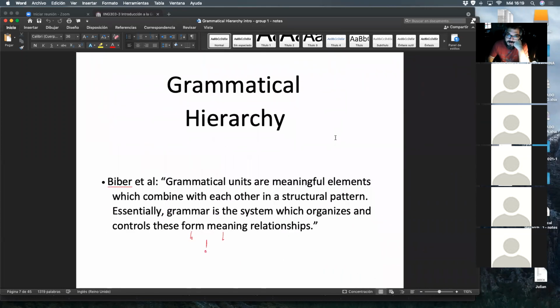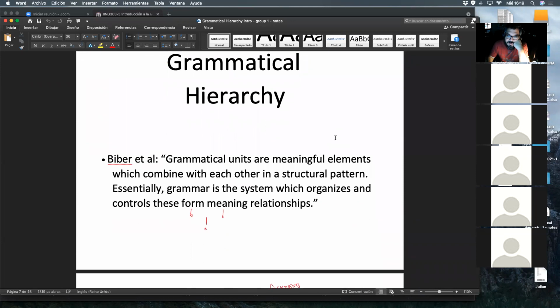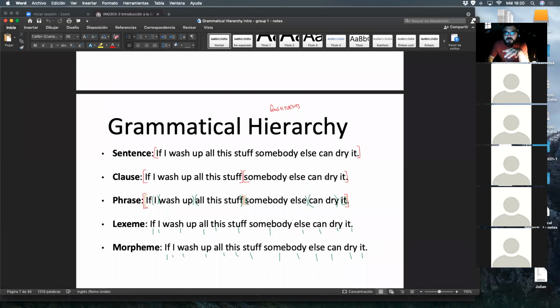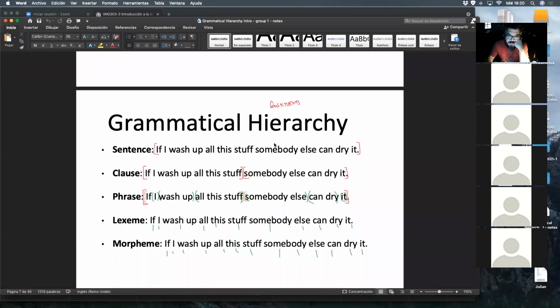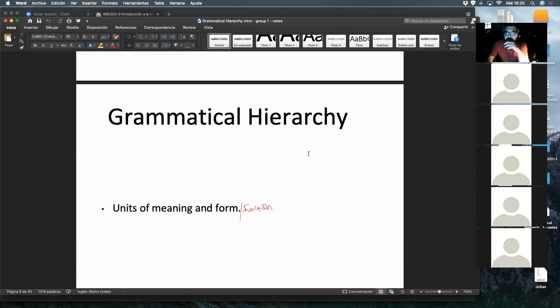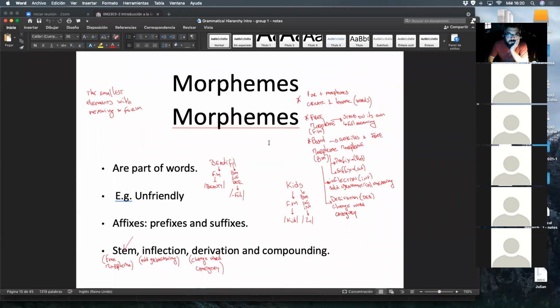Grammatical hierarchy by Biber et al. Then we talked about grammatical units. Grammatical units are meaningful elements which combine with each other in a structural pattern. Then we talked about the grammatical hierarchy, the way in which we divide language into five different stages: morpheme, lexeme, phrase, clause, and sentence. Then the grammatical hierarchy with units of meaning and form and also function. Then the morpheme, the smallest element with meaning and form. One or more morphemes create one lexeme. Free morphemes, bound morphemes, prefixes, suffixes, inflection, derivation.